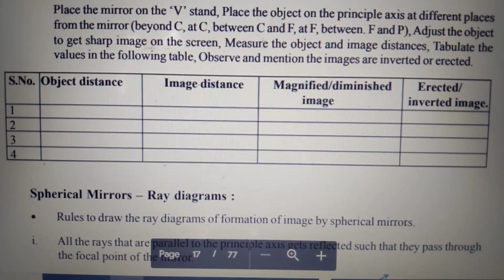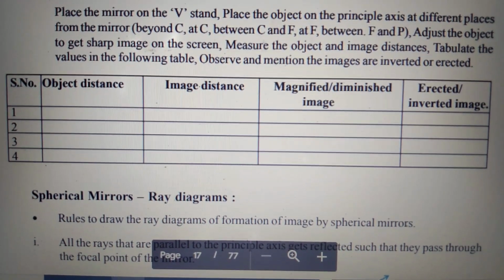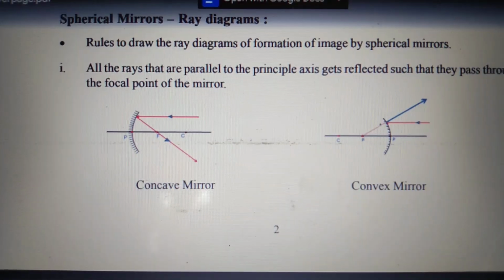Children, you need to draw the table also. Children, this is the most important 8 mark question.